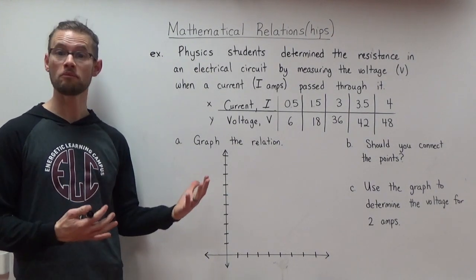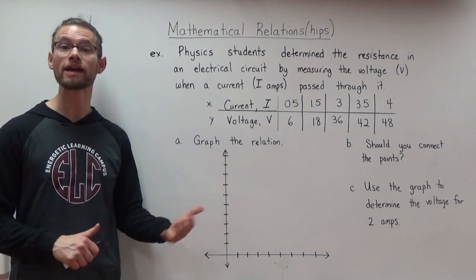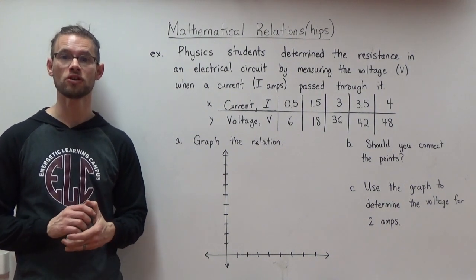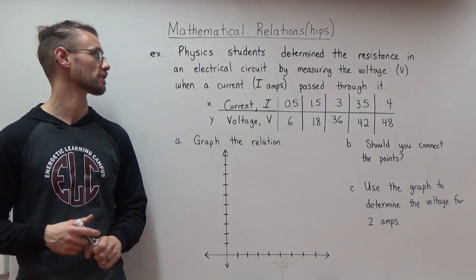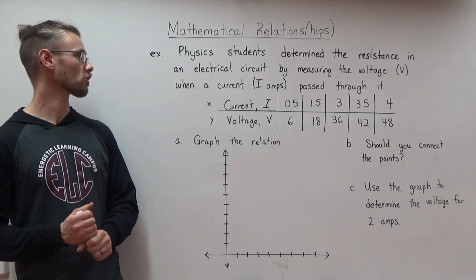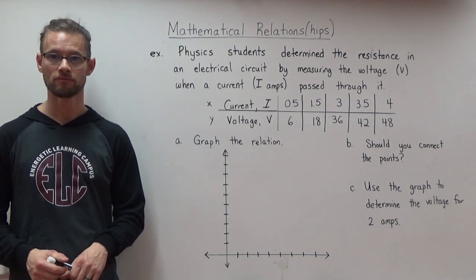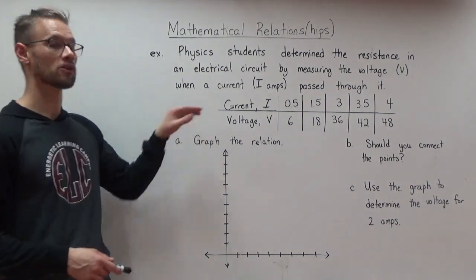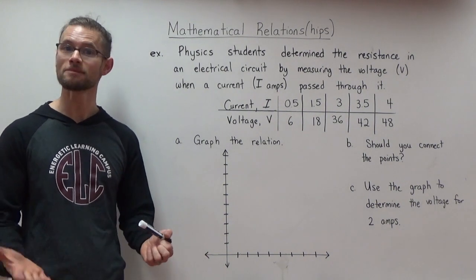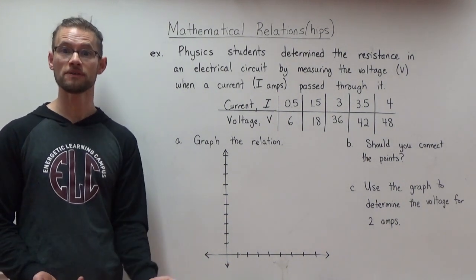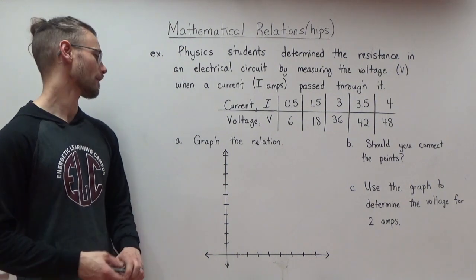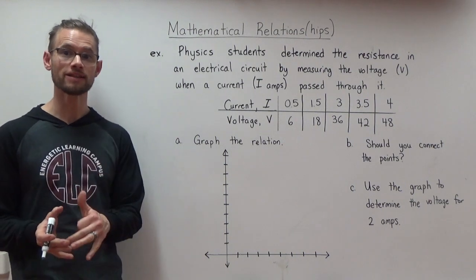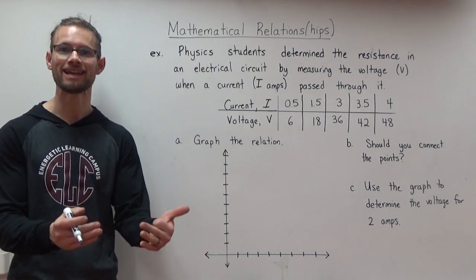As always, you can pause the video when you read an example and try it out on your own if you'd like. For our second example, it says physics students determined the resistance in an electrical circuit by measuring the voltage V when a current of I amps passed through it. Now, in this case, we've been given a table to represent the relationship between those two variables. Sometimes you'll be given a graph, sometimes, like in our previous question, you'll be given a drawing. Sometimes you'll be given an equation. So you'll always be given a starting point, and then most of the time you're going to be asked to represent that relationship in other ways.